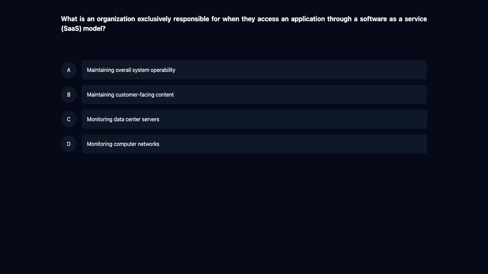What is an organization exclusively responsible for when they access an application through a software as a service, SaaS, model? A. Maintaining overall system operability. B. Maintaining customer-facing content. C. Monitoring data center servers. D. Monitoring computer networks.